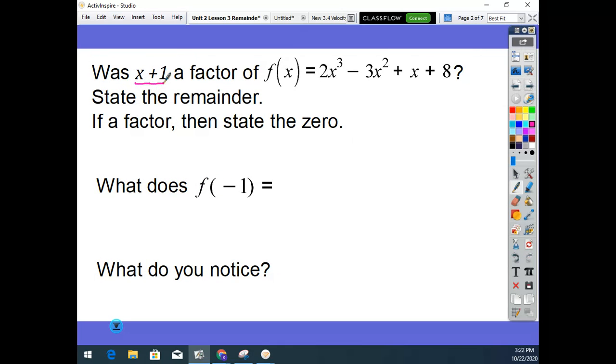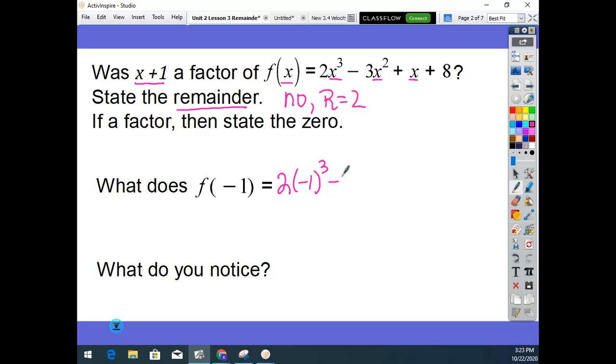Was x plus 1 a factor? No. What's the remainder? The remainder equals 2. So I can't state the 0. All right, so here we're going to make a new connection. And this was why we did the worksheet from last week. What is f of negative 1? So I'm going to replace each x in the equation with negative 1.